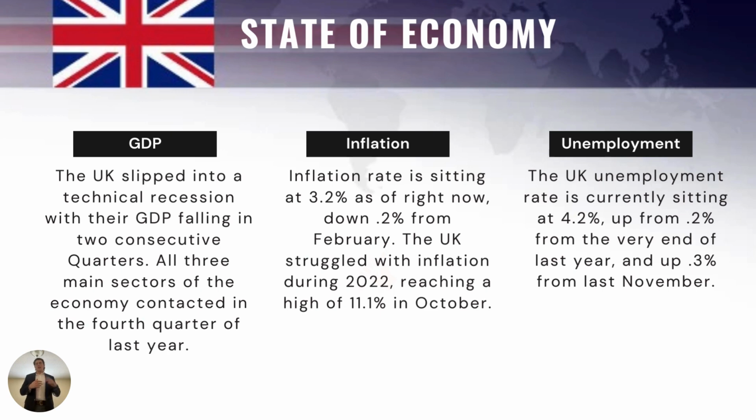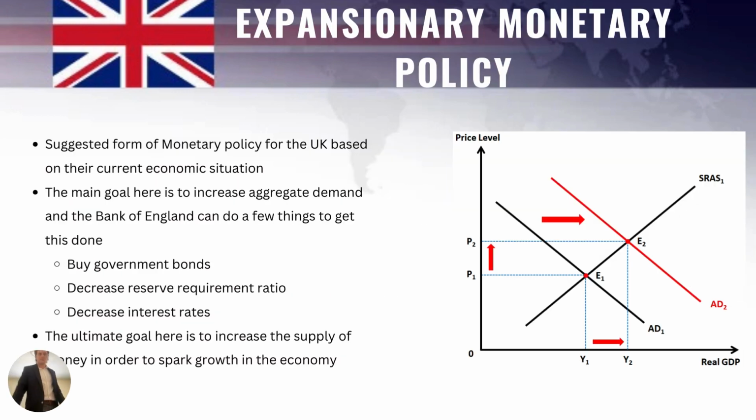And back in 2022, the UK really struggled with inflation, topping out at about 11.1% in October. That's not good. It's clear that they've been trying really hard to get that down, and it's clear that they've been pretty successful. Now going into unemployment, the unemployment rate is currently sitting at about 4.2%, which is pretty normal for a healthy country, but it is up from the very end of last year and from last November. So it is growing a little bit.